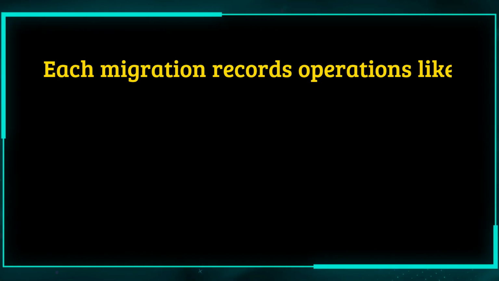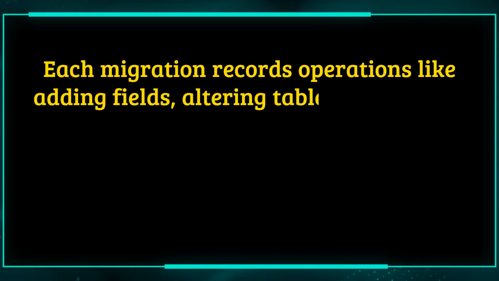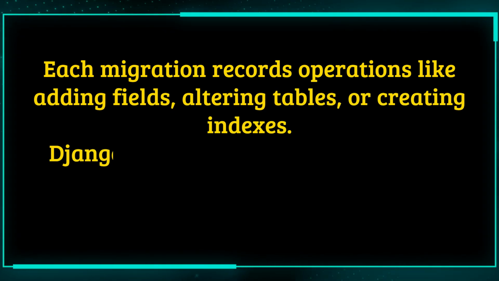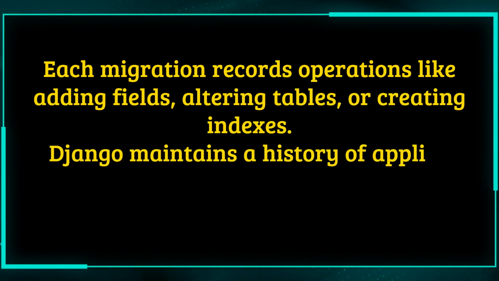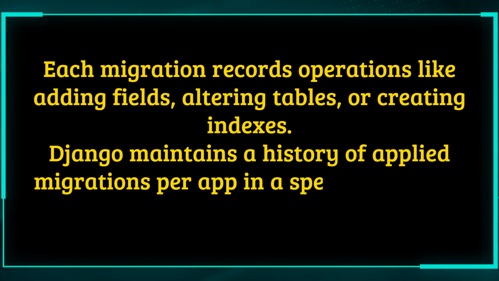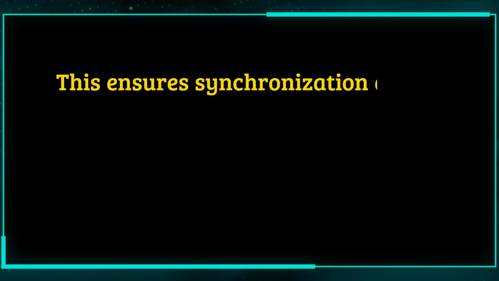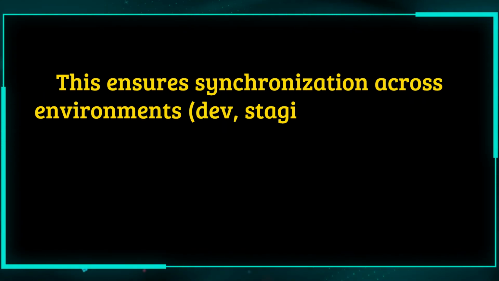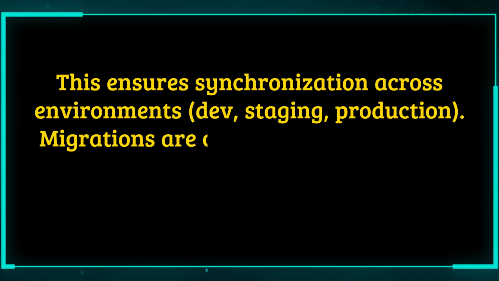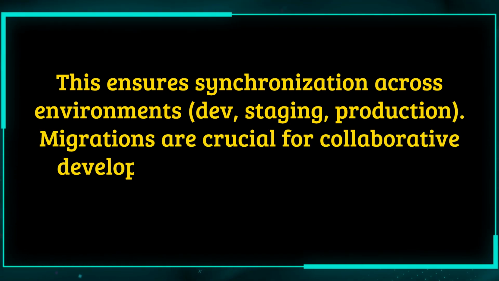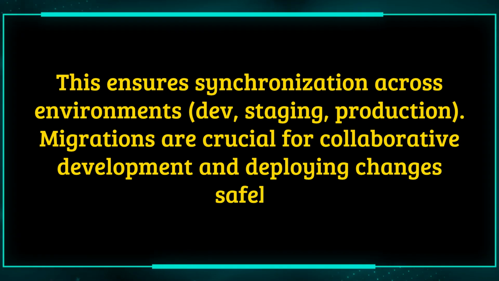Each migration records operations like adding fields, altering tables, or creating indexes. Django maintains a history of applied migrations per app in a special database table called django_migrations. This ensures synchronization across environments: dev, staging, production. Migrations are crucial for collaborative development and deploying changes safely.